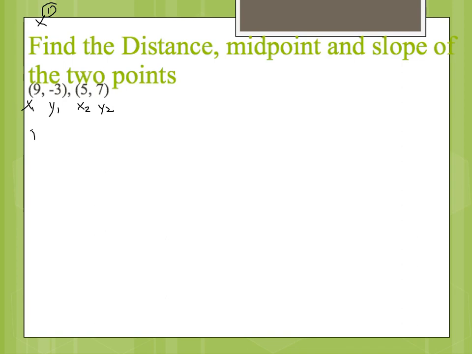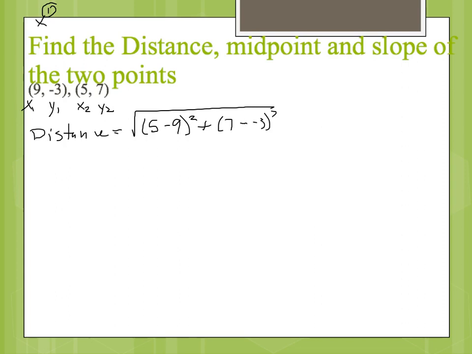So if I first find my distance, that is equal to my x2 minus my x1, that squared, plus my y2 minus my y1, that squared. If you notice, I made sure to write minus and negative, because when you have minus and negative, that becomes plus, plus. So if I were to simplify this, 5 minus 9 is going to give me a negative 4.